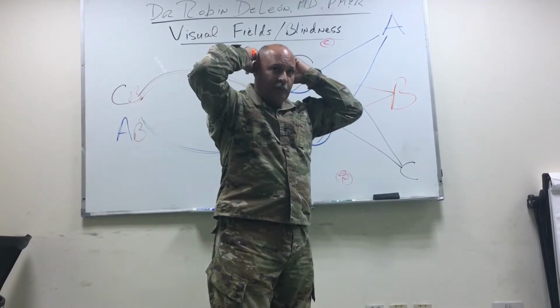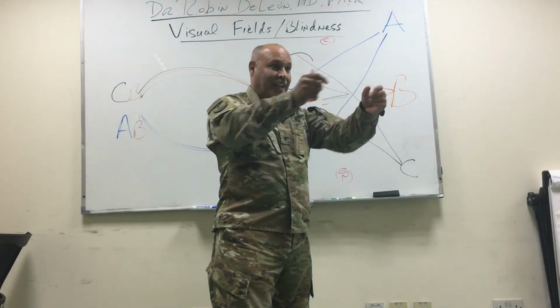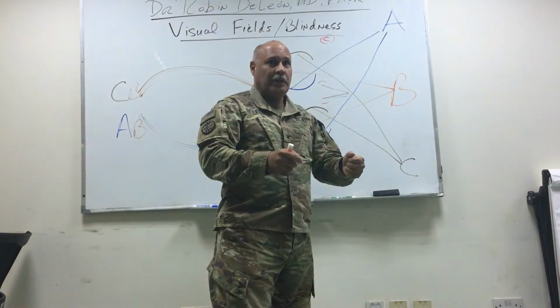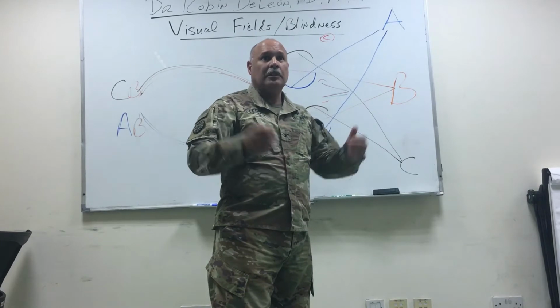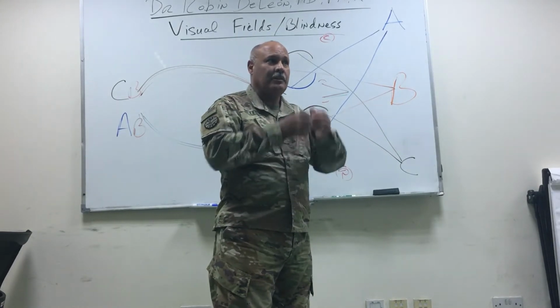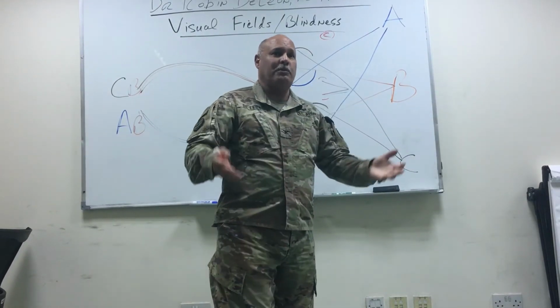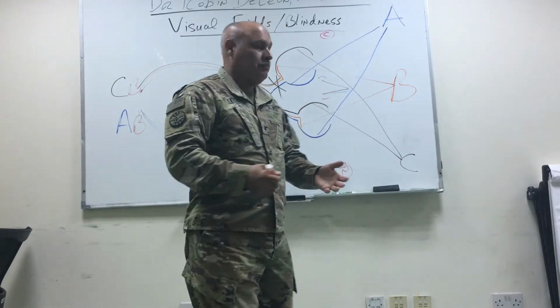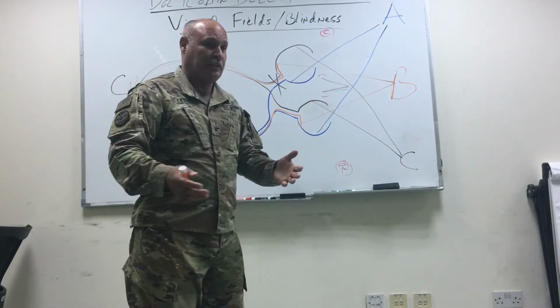So both sides of the brain are processing the object in front of us at slightly different angles, giving us two images. The brain puts it together as we interpret it to give us three-dimensional vision, which allows us to do depth perception.